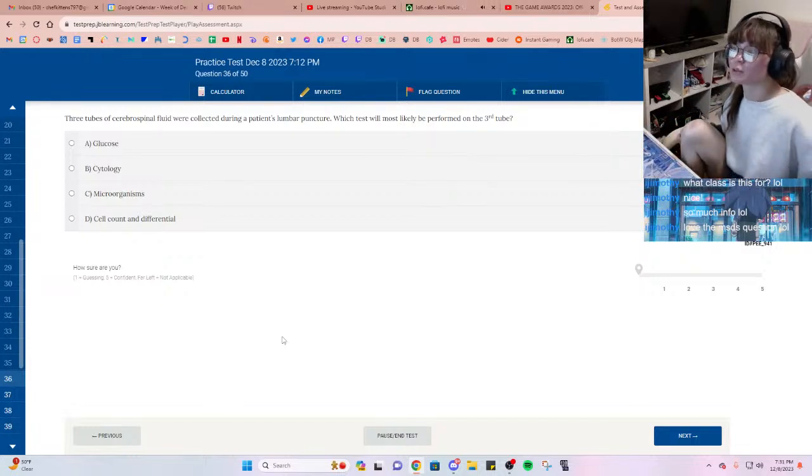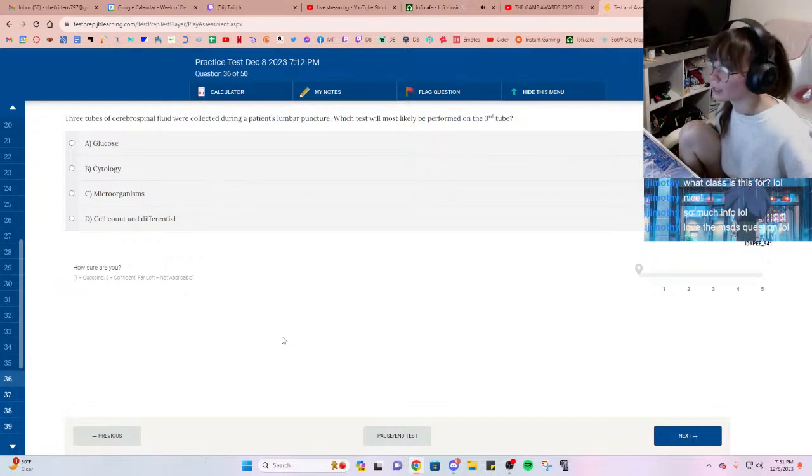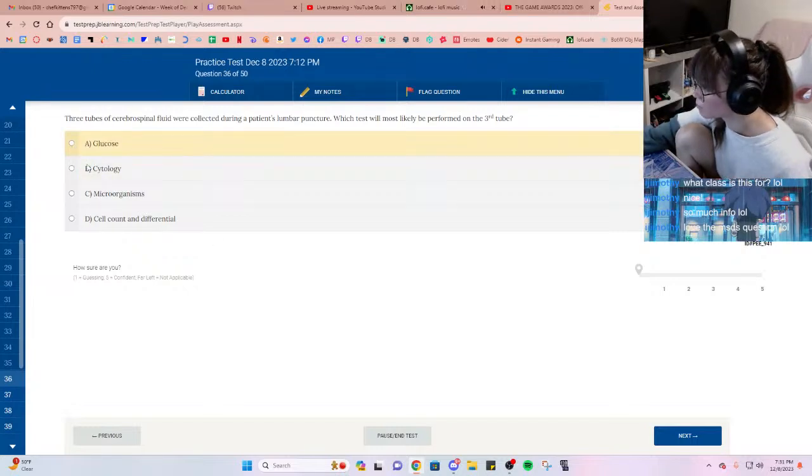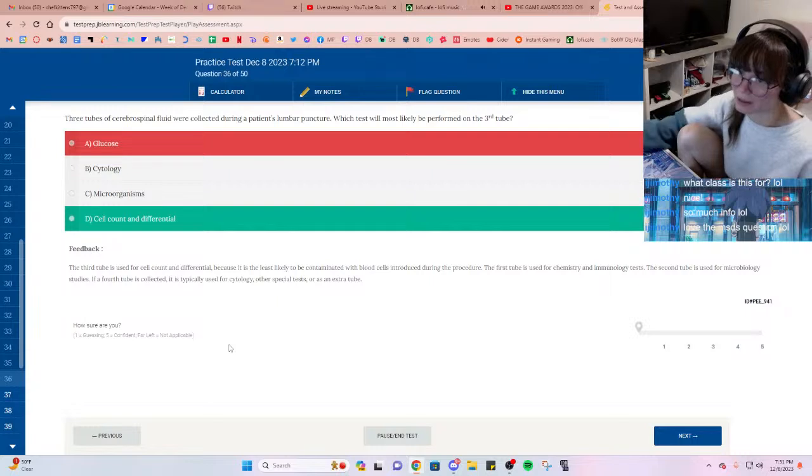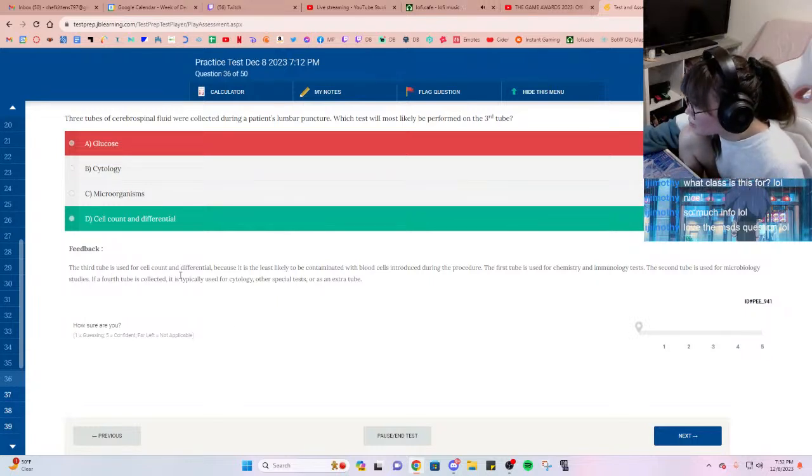Three tubes of cerebrospinal fluid are collected during a patient's lumbar puncture. Which tests will most likely be performed on the third tube? Glucose? Cell count and differential. I don't know the answer to that one, so I just guessed. The third tube is used for cell count and differential because it is the least likely to be contaminated with blood cells introduced during the puncture.